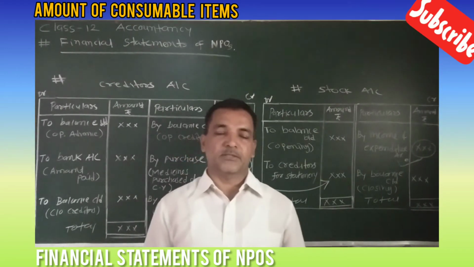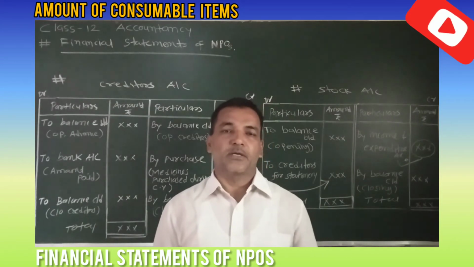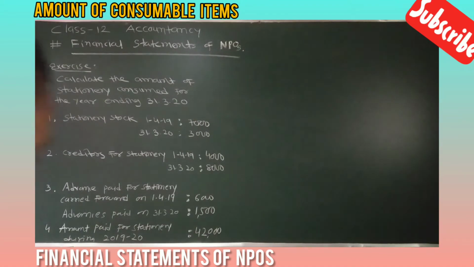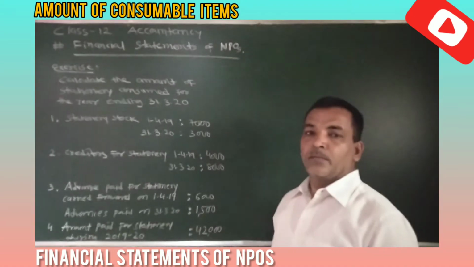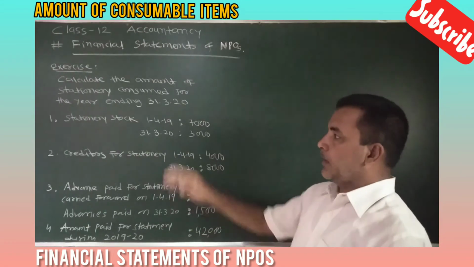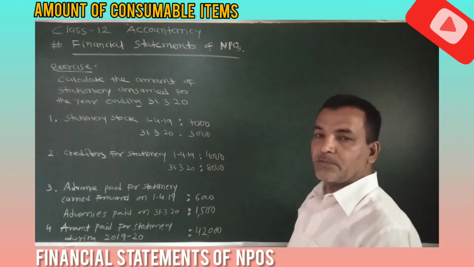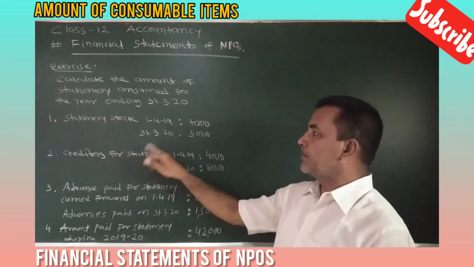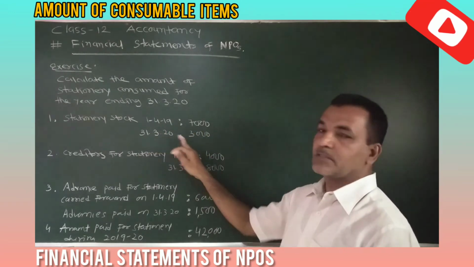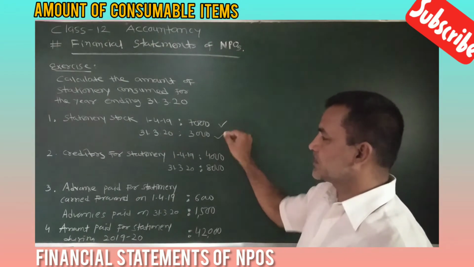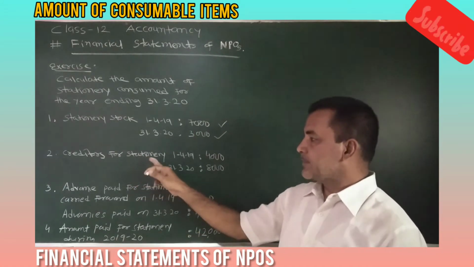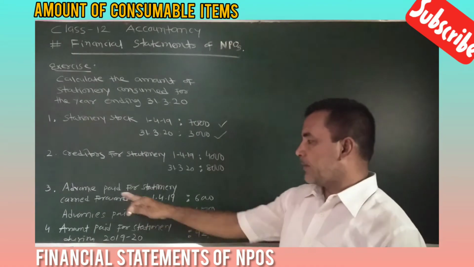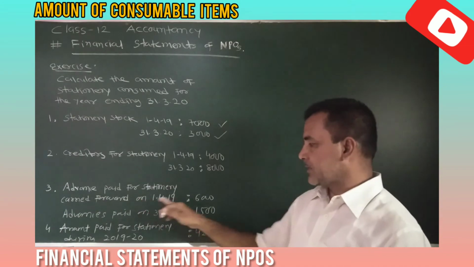Now let us take a few exercises to understand this concept in detail. See this exercise. Calculate the amount of stationery consumed for the year ending 31st March 20. Stationery stock 1st April 19 and 31st March 20. So opening and closing stationery stock is given. Creditors for stationery, opening 4,000, closing 8,000.